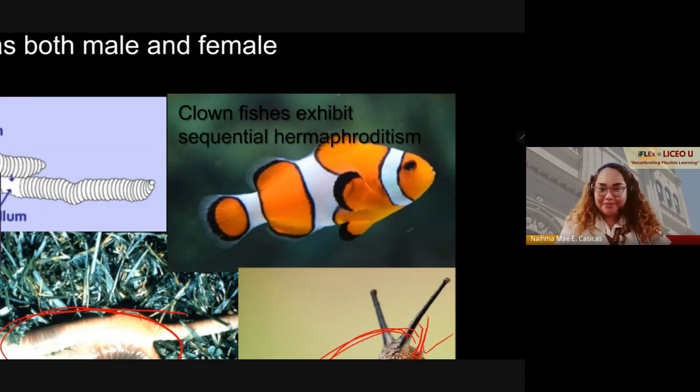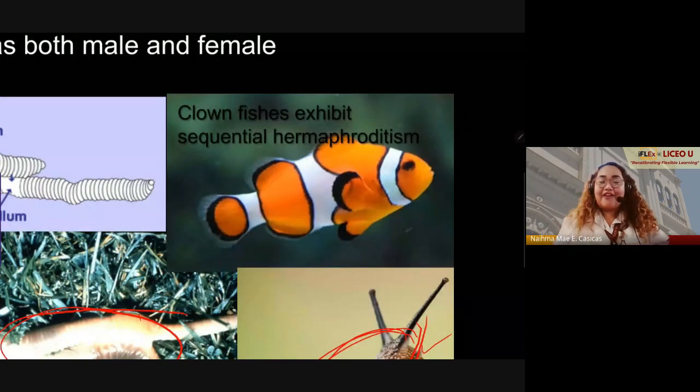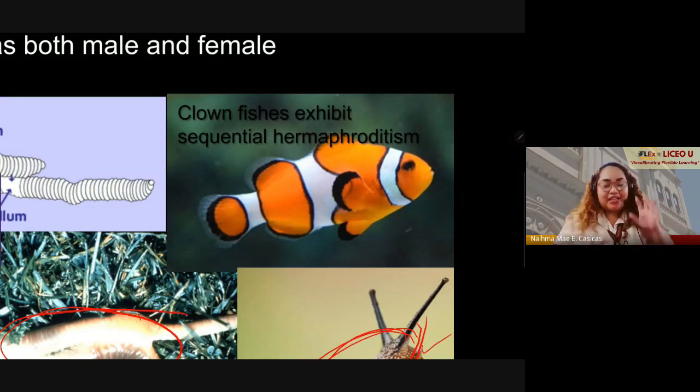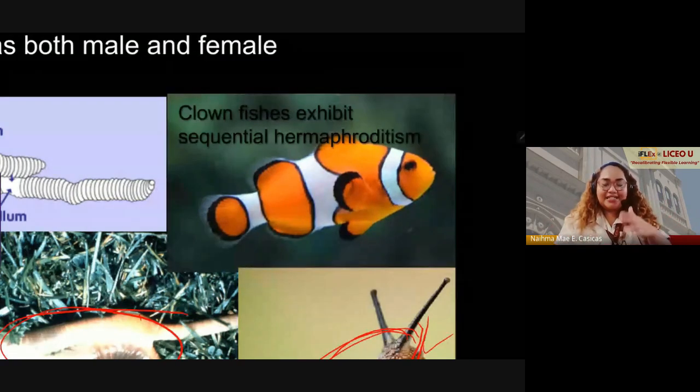Now, how about for human beings? Do we have hermaphrodites? Well, we do have hermaphrodites among human beings, but it's not normal for us. If we get to meet a hermaphrodite, there are times when they will have both organs. They will have both prominent, a vagina and a penis.